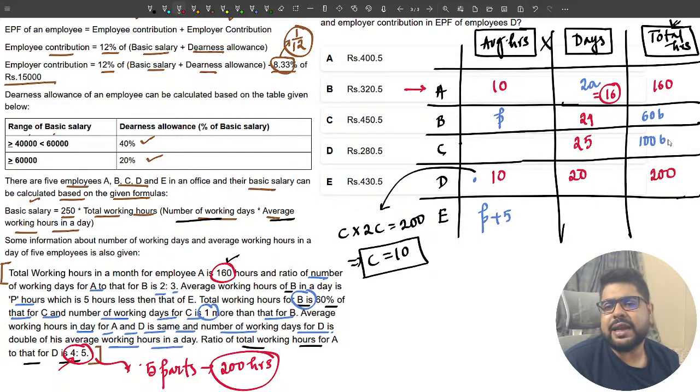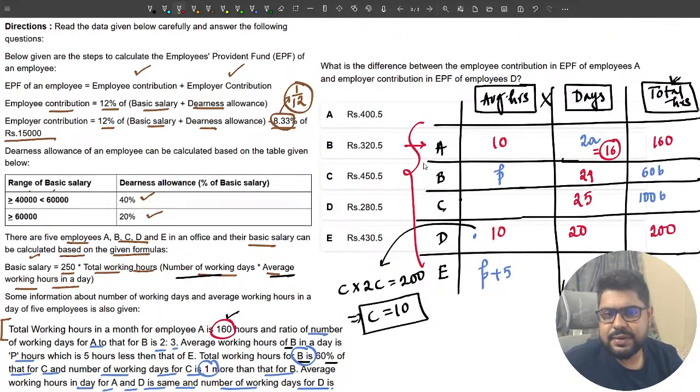Here, if I want, I can write 100B by 25, that is 4B. We can write something like that. But don't worry about whatever extra information we might need. This is exactly like a missing table DI, and that information will be given to us in the question.